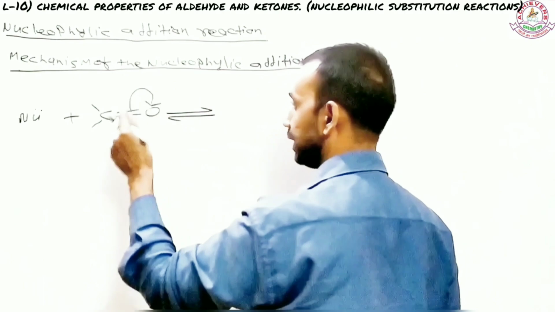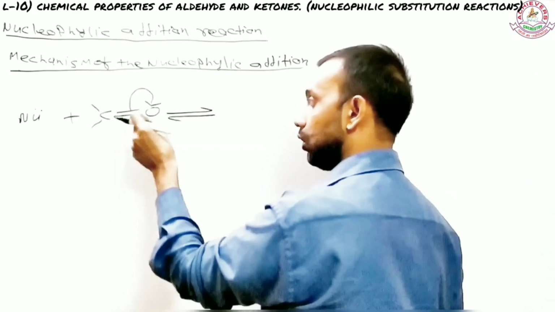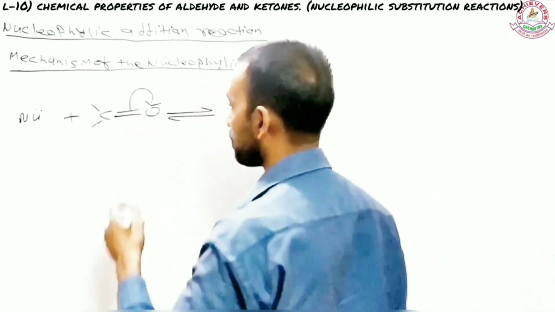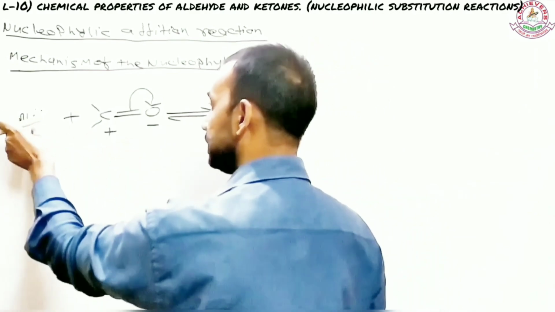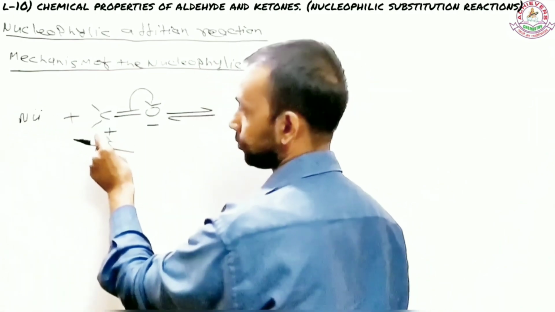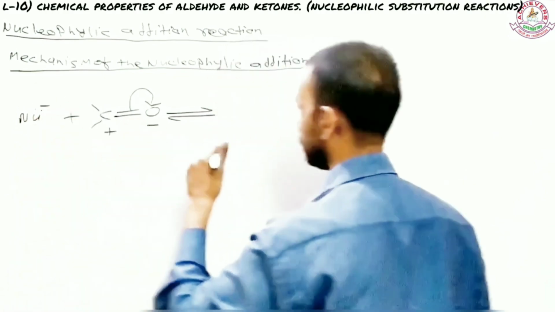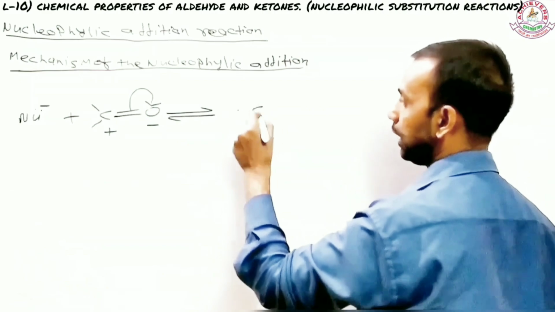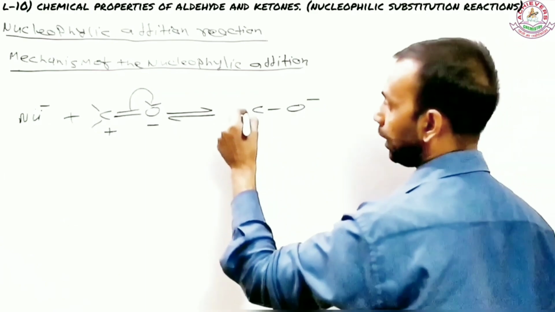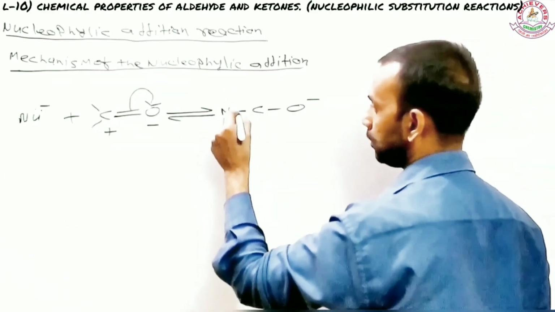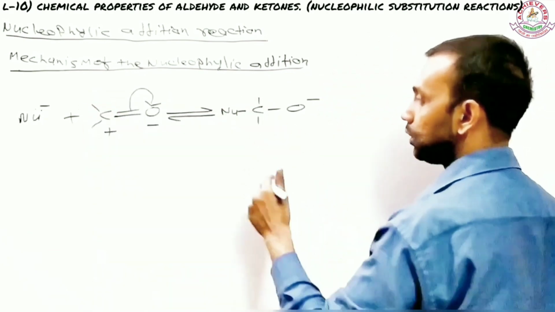Carbon is less electronegative than oxygen, so if you break the pi bond, oxygen will receive the electrons. So this becomes a negative charge and your carbon becomes a positive charge. The electron-rich nucleophile will shift to the carbon with the positive charge. This way you get carbon with a single bond to oxygen with a negative charge, and you have a nucleophile here, and the remaining two hydrogens or whatever they may be. So this is your intermediate.